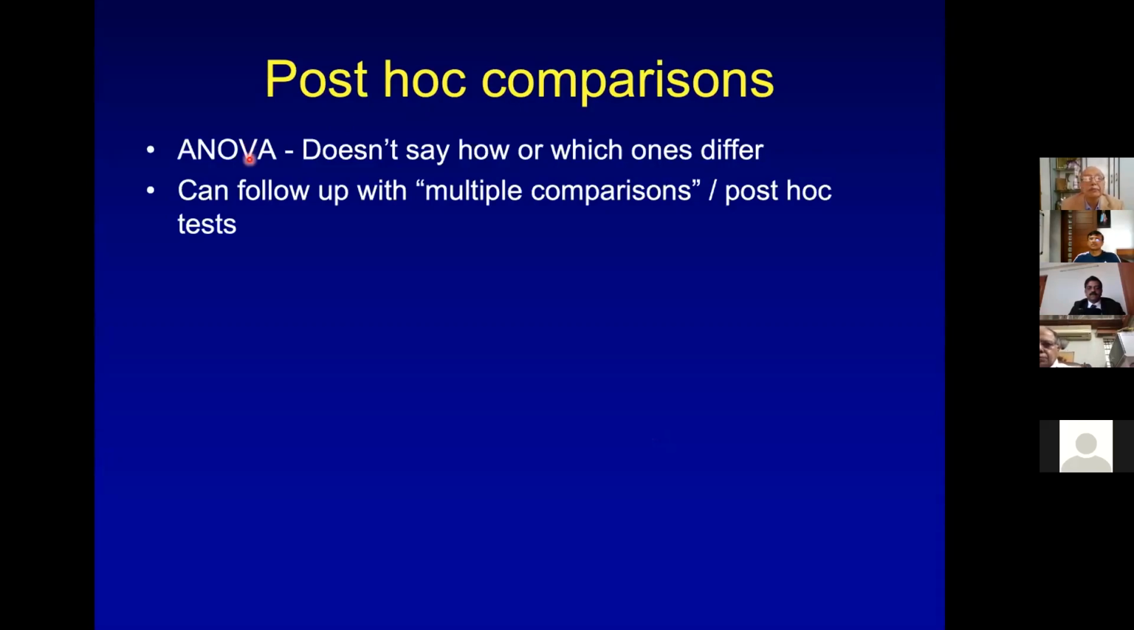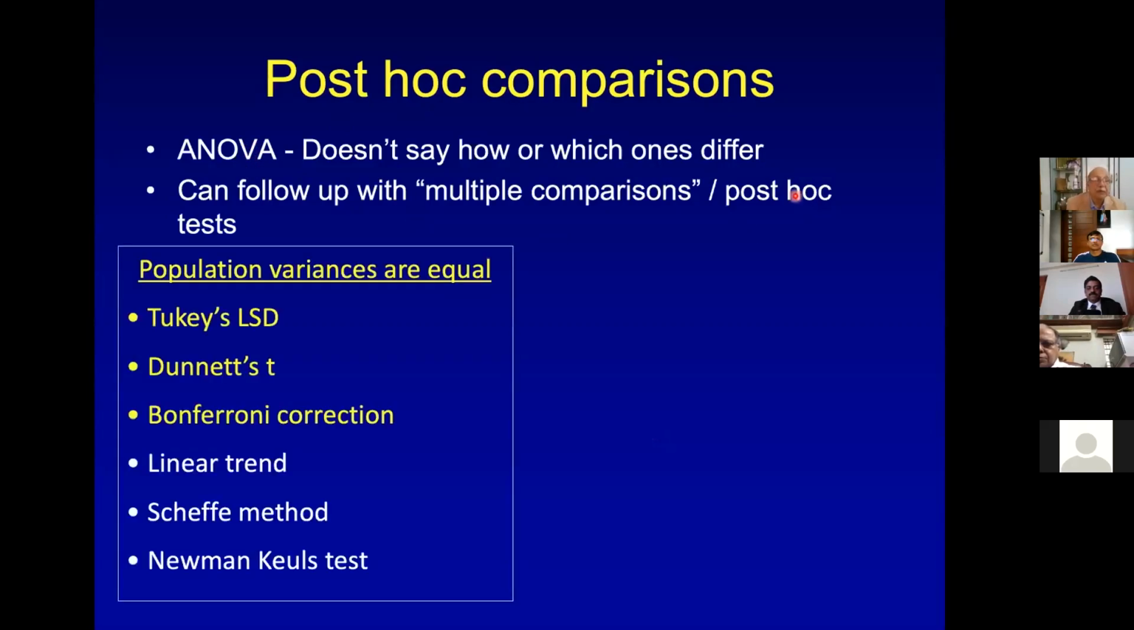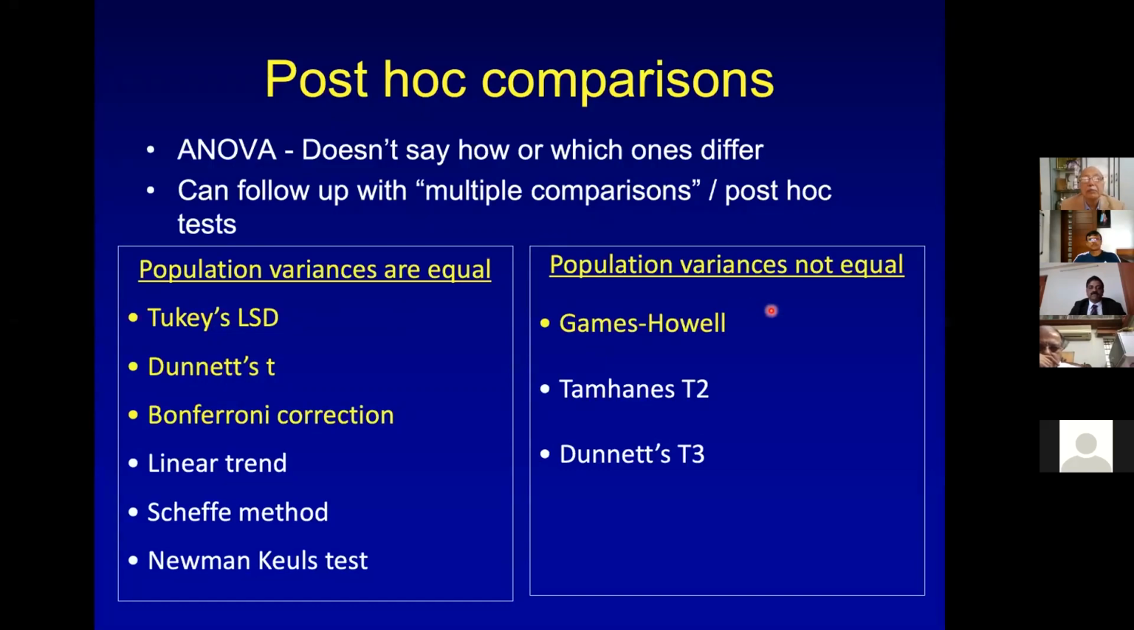ANOVA doesn't say how or which ones differ, right? We need to conduct post hoc tests, and these are the post hoc tests. You would have read, I'm sure, Bonferroni test or Bonferroni correction is familiar to us. Tukey's and Dunnett's tests are common. And on this side, we have the Games Howell test. I'll just mention this, we'll not go into details.